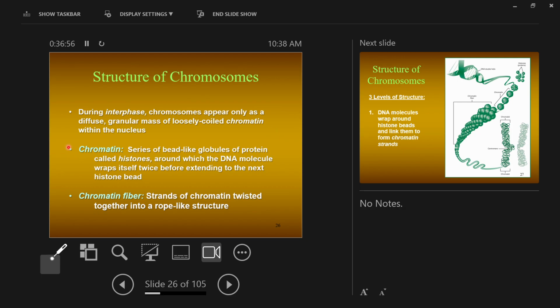All right, so terms for us. Chromatin is a series of globs of protein called histones with DNA wrapped around it. You'll see a picture in a moment. Chromatin fiber: strands of chromatin twisted together into a rope-like structure. We're talking nanometers across, billionths of a meter in size. Very, very small, okay?